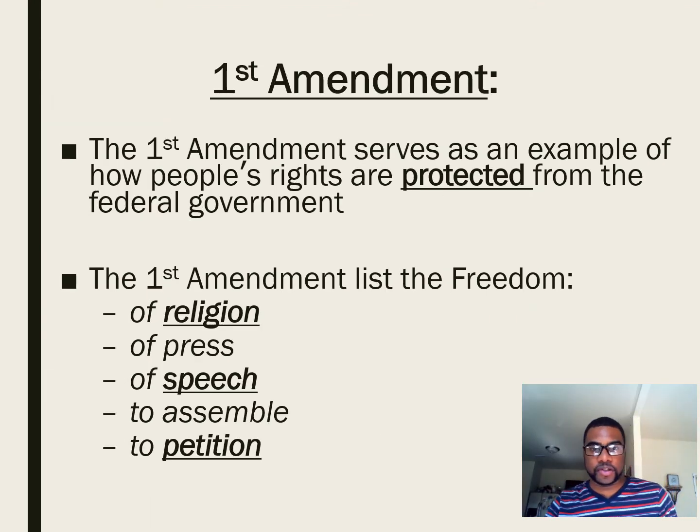The First Amendment. The First Amendment serves as an example of how people's rights are protected from the federal government. The First Amendment lists the freedoms: freedom of religion, press, speech, to assemble, and to petition.